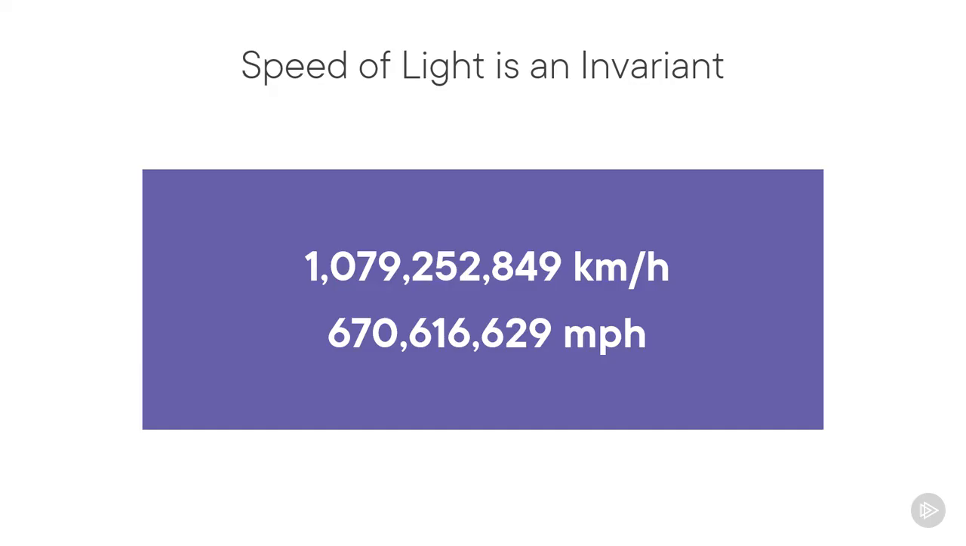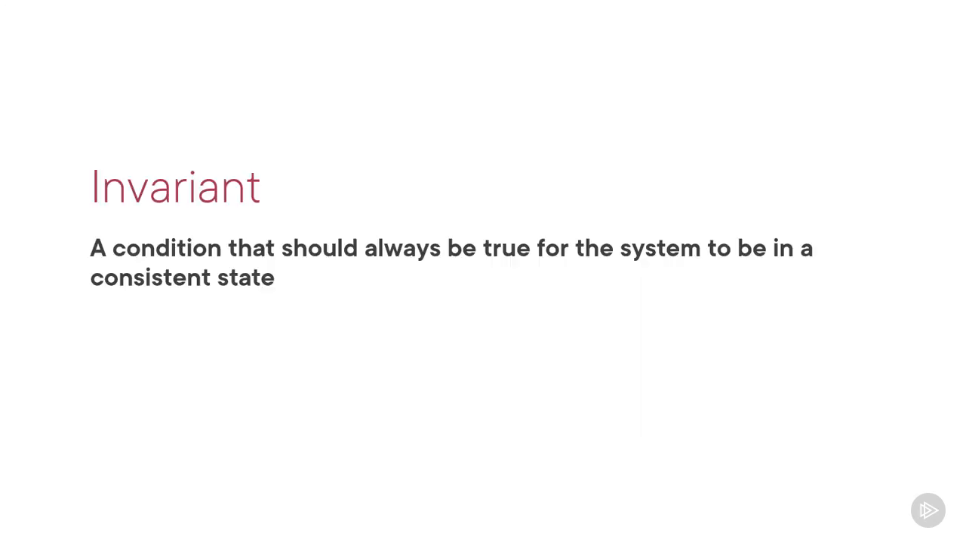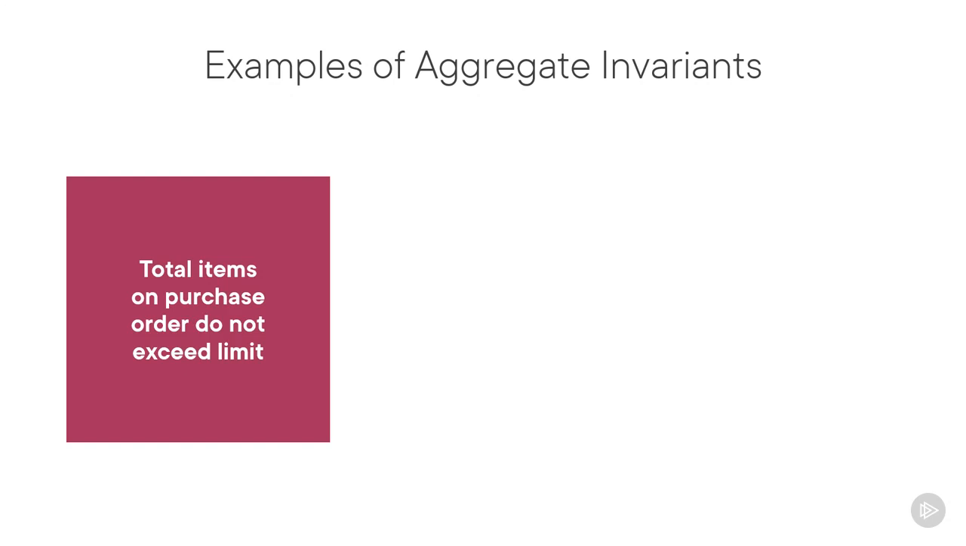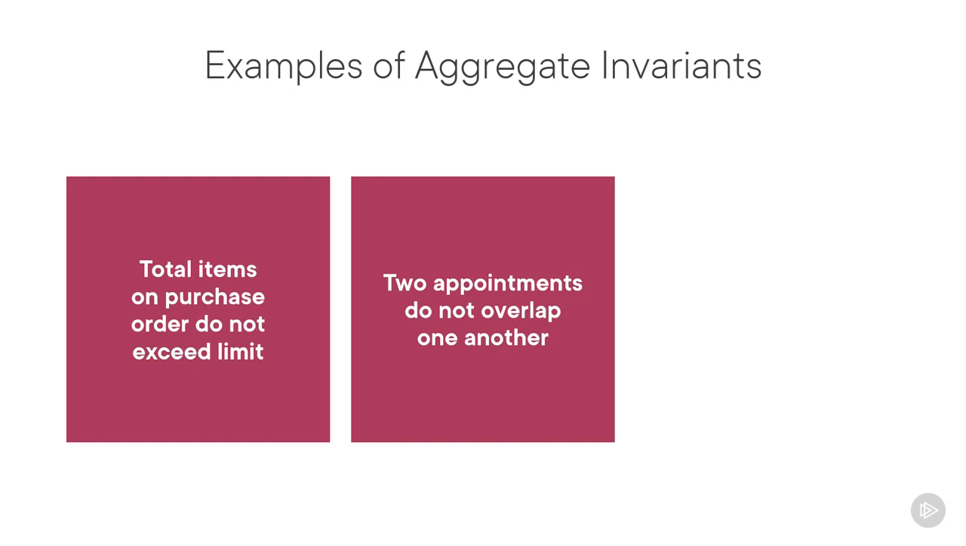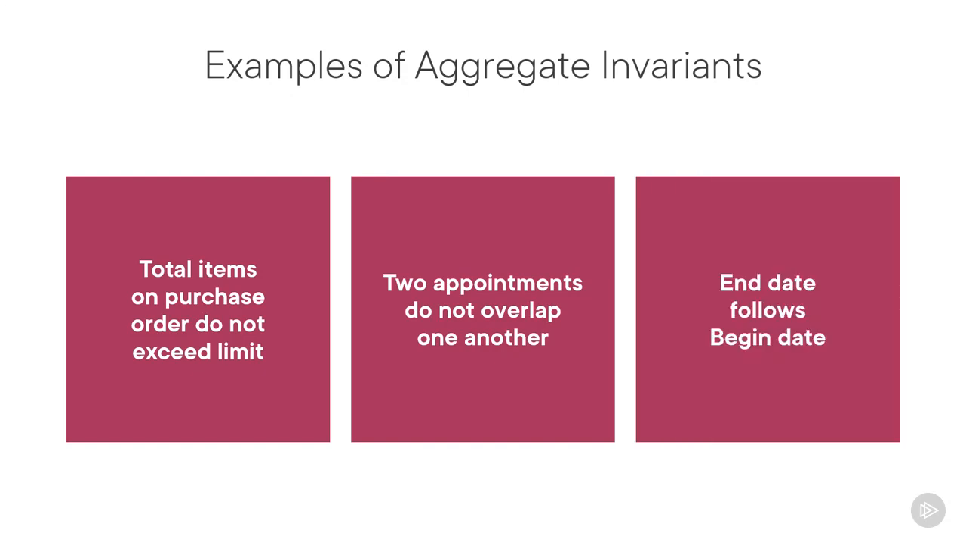An example of an invariant in the real world is the speed of light, which is a constant that you just can't break in terms of the physics of the universe as we know it. Some things in your system must be true in order for the model to be consistent or valid. Other examples of invariants might be that the total of the items on a purchase order do not exceed the PO amount, or that appointments do not overlap, or that an end date on an object must follow the begin date on that object.